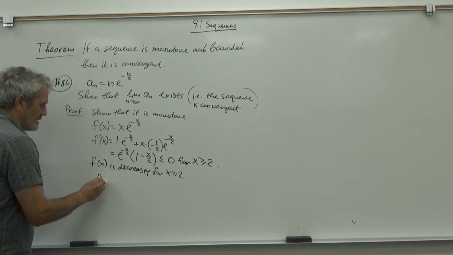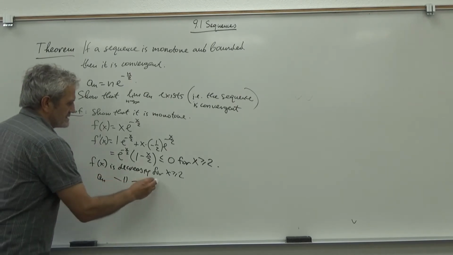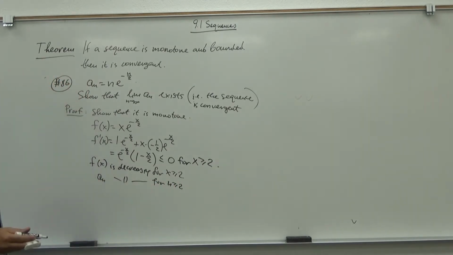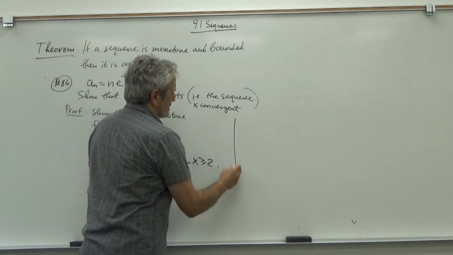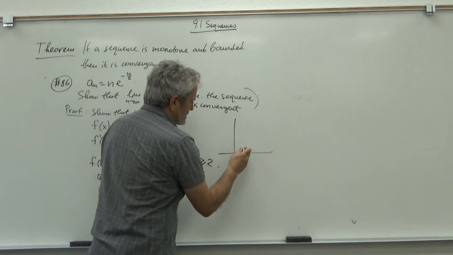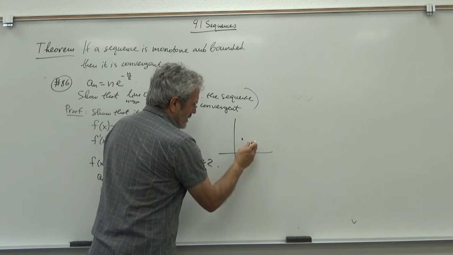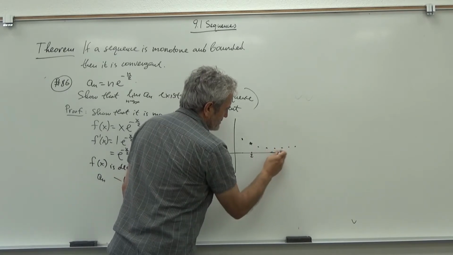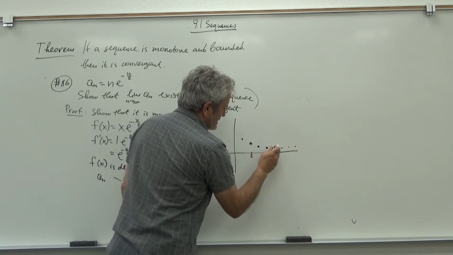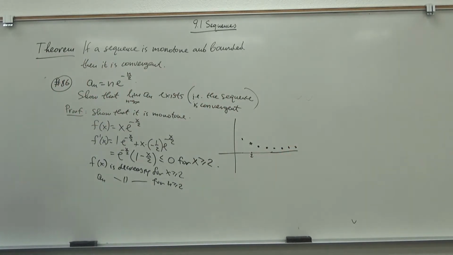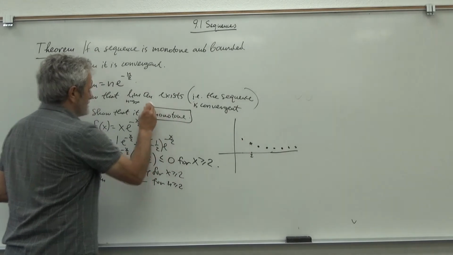Therefore, a n is also decreasing for n greater than or equal to 2. No matter what the first member is, and the first member is 1 times e to the minus 1/2, I don't even care what happens there. When I check the second member, the other members are just lower than that one. So it is really decreasing. All right, so we showed that it's monotone.